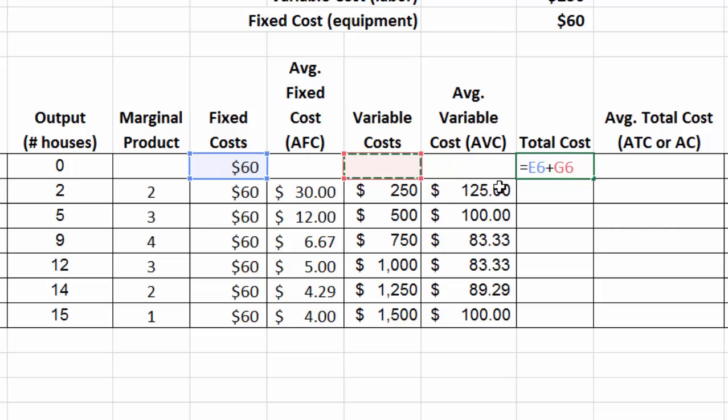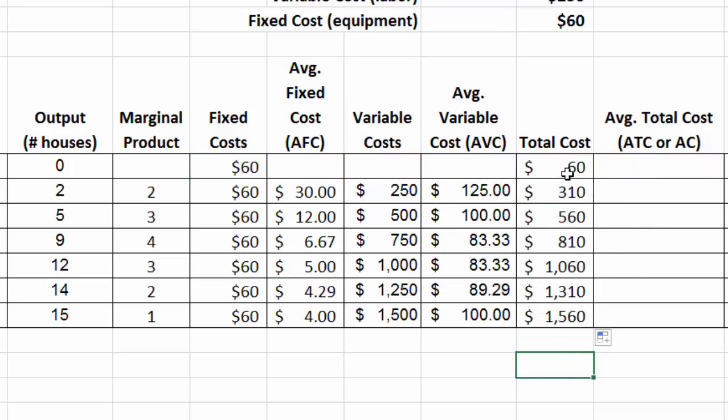We don't have variable cost. The cell reference will work, and we'll want to slide that all the way down. Okay, and then that's going to just rise pretty much steadily with output.